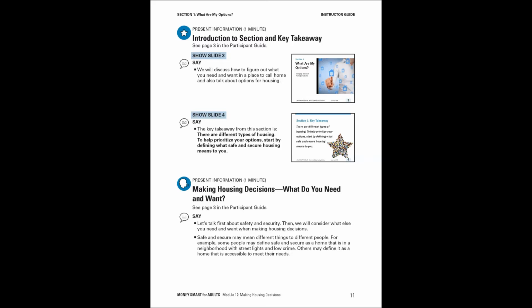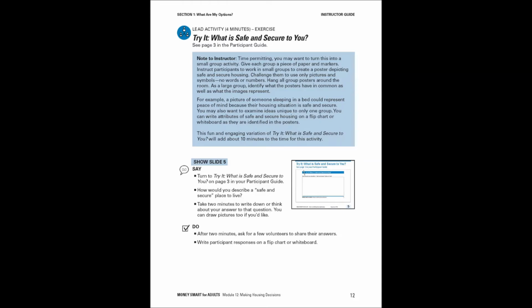So right after that, we're getting into a discussion around what do you need and want in terms of making housing decisions. You're going to start out this discussion and use the bullet points listed here because we're going to go right into a triad activity. The triad activity is what is safe and secure to you.